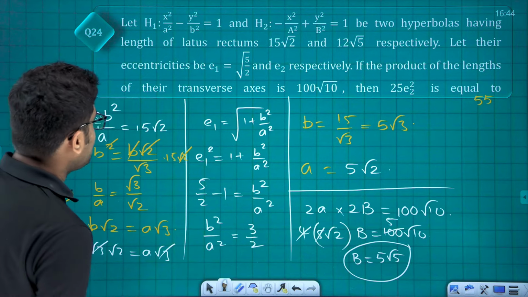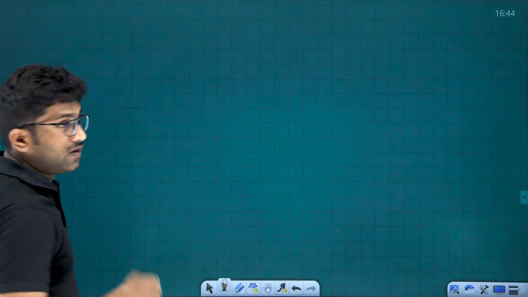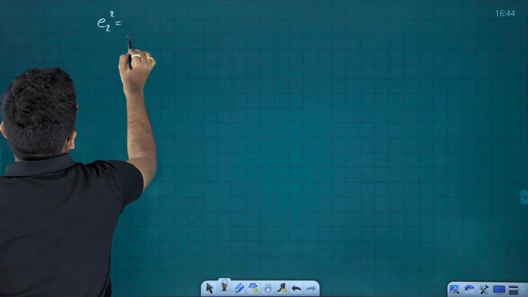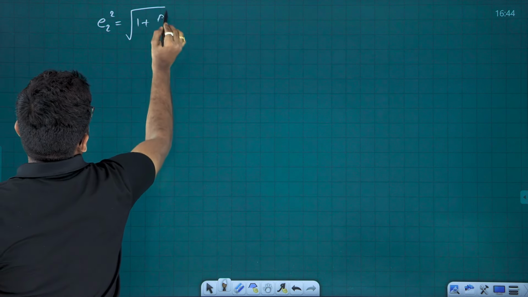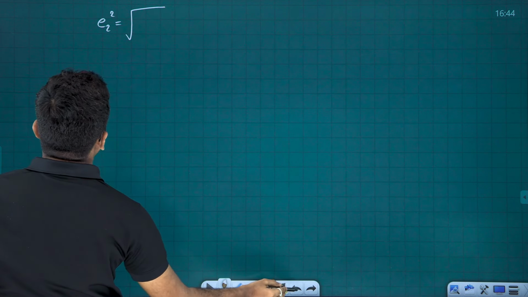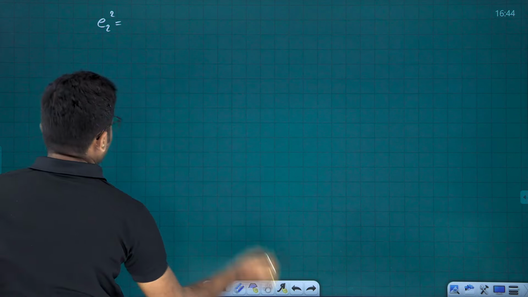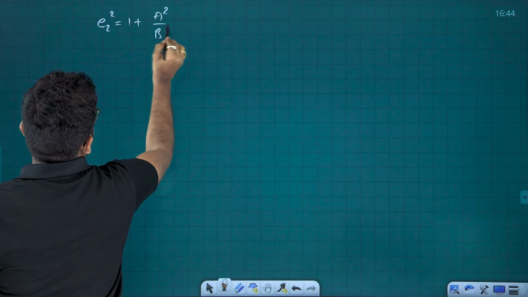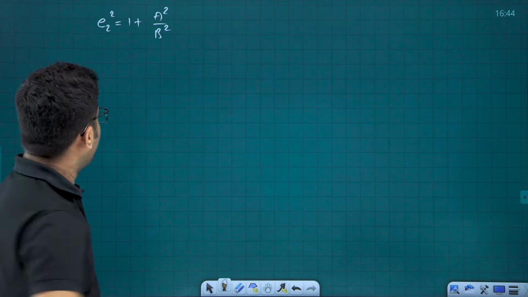Okay, and the eccentricity of the second hyperbola. The second hyperbola is the conjugate hyperbola, no? So E2 square is equal to 1 plus capital A square by B square. Okay.